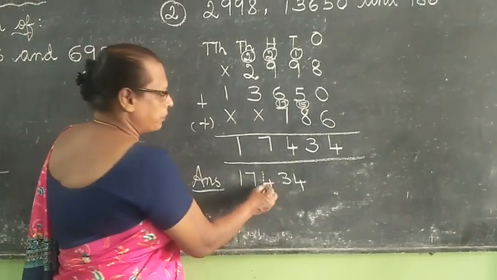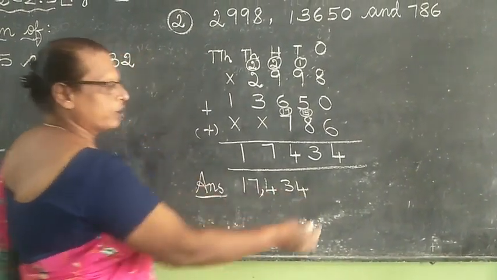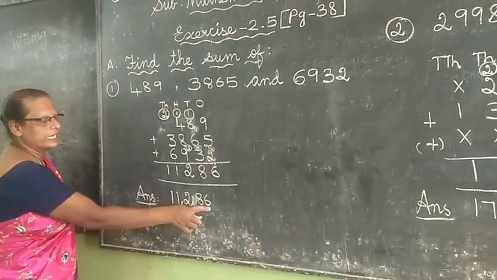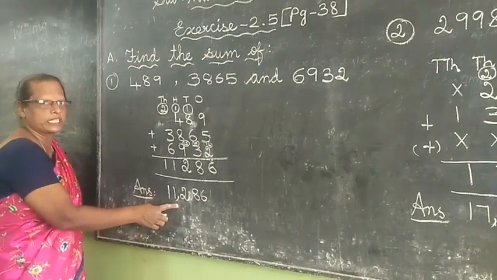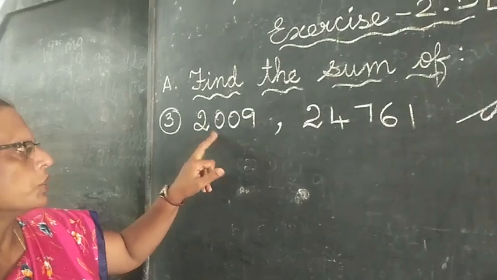Okay, children, we have to place comma. I forgot to write 17,434 and coming to the first sum also 11,286. You have to place comma. Okay, children, we'll see the third sum.